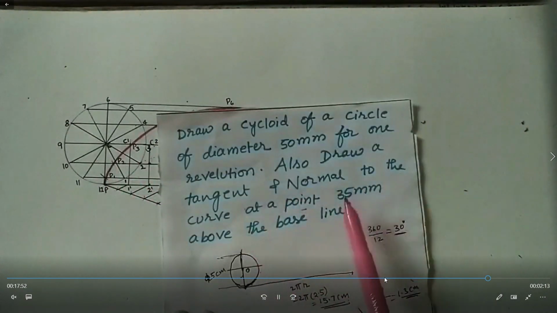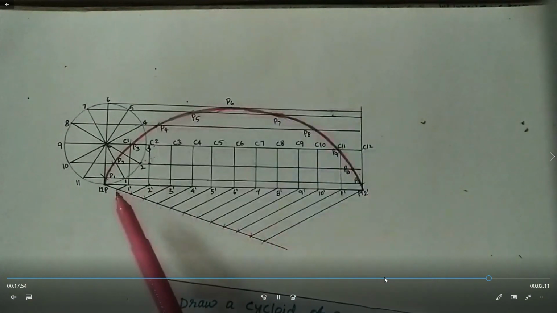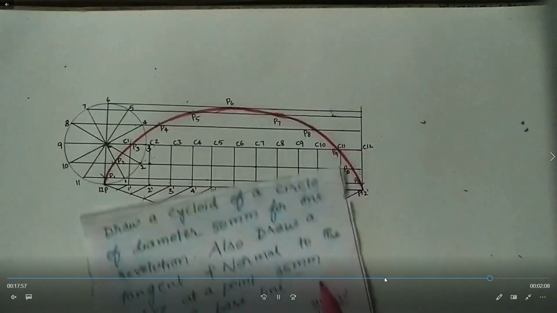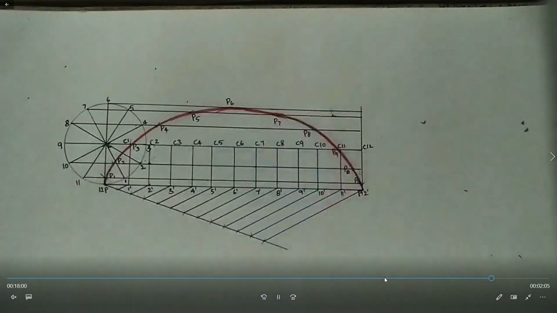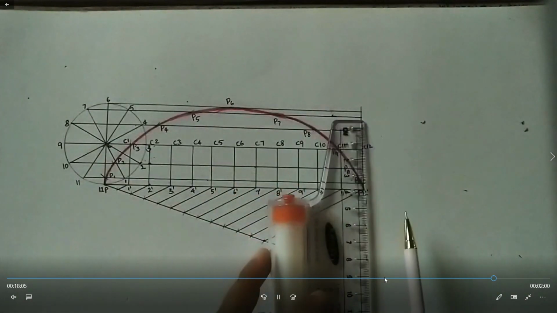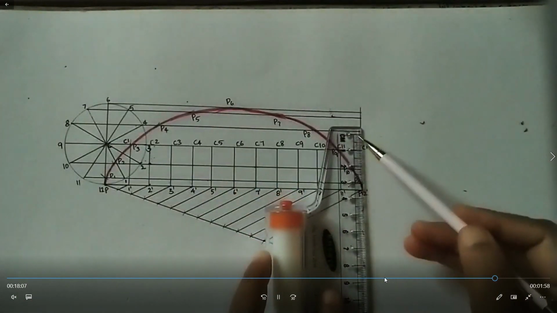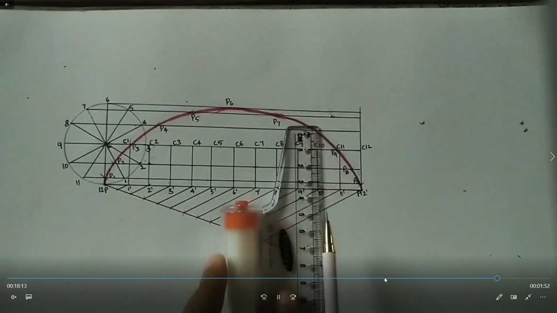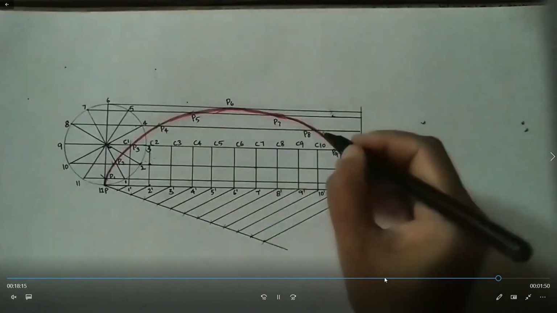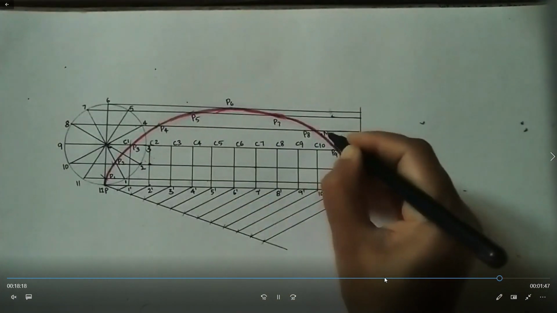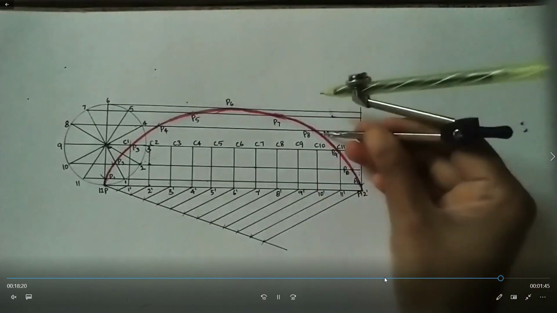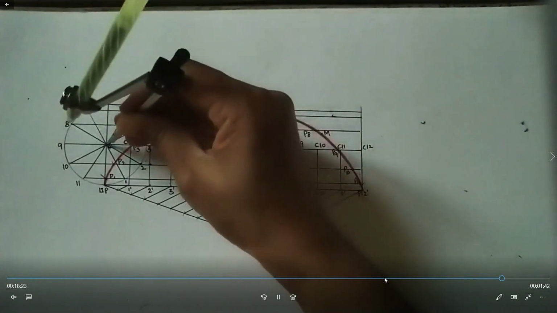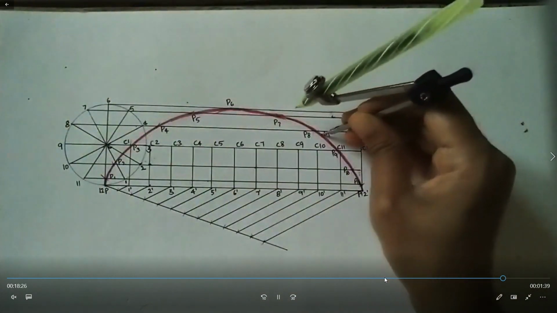Okay. Next step, also draw the normal and tangent to the curve at a point 35 mm above the baseline. That means a horizontal line is there, 35 mm above the baseline. You measure it with the help of the scale. Where the 35 mm line touches the curve, in that place we identify the point P.